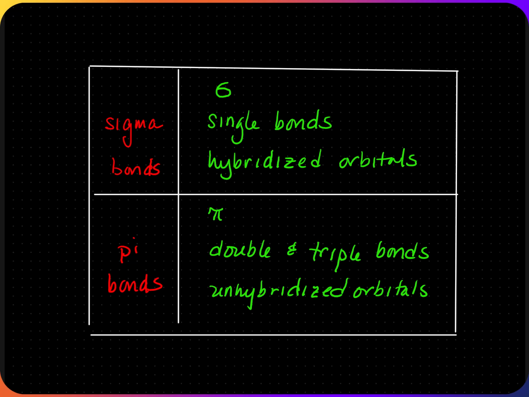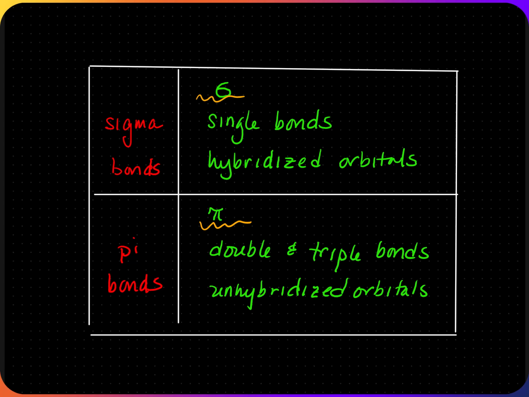In addition, valence bond theory also gives you sigma bonds and pi bonds. Sigma bonds are single bonds. This is the symbol for sigma. It is from hybridized orbitals. Pi bonds, this is the symbol for pi, are double and triple bonds, and these are formed by unhybridized orbitals. You must always have a single bond before you can have a pi bond. So every bond must start with a single bond.